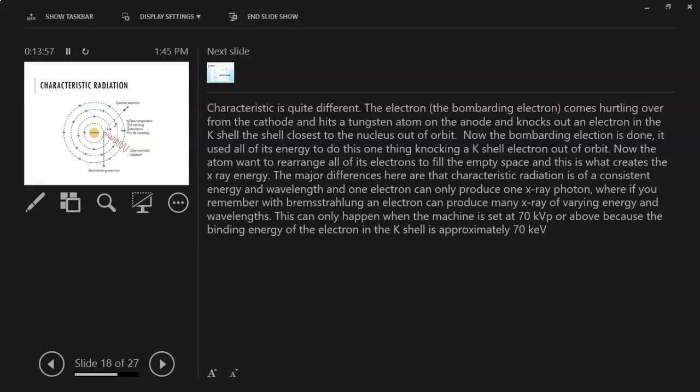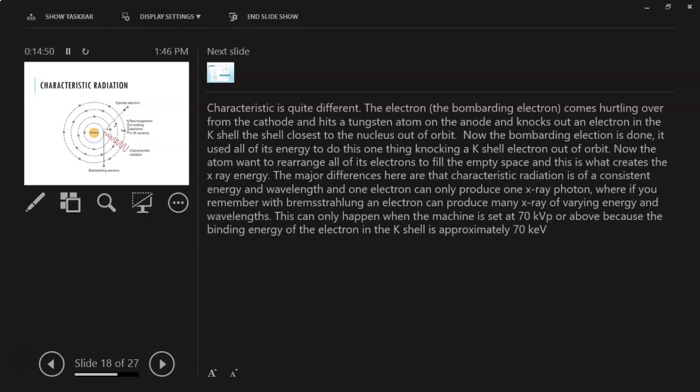Okay, so the major difference, I'm just going to read my notes here. Now the bombarding electron is done. It's used up all of its energy, knocked out the K-shell electron. They rearrange to fill the empty space, and this is what creates the energy. The major difference here is that characteristic radiation is of a consistent energy and wavelength, and only one electron can produce one X-ray photon. This is a very big difference between Bremsstrahlung and characteristic. Characteristic, what we're talking about now: one electron, one X-ray photon, consistent energy and wavelength.